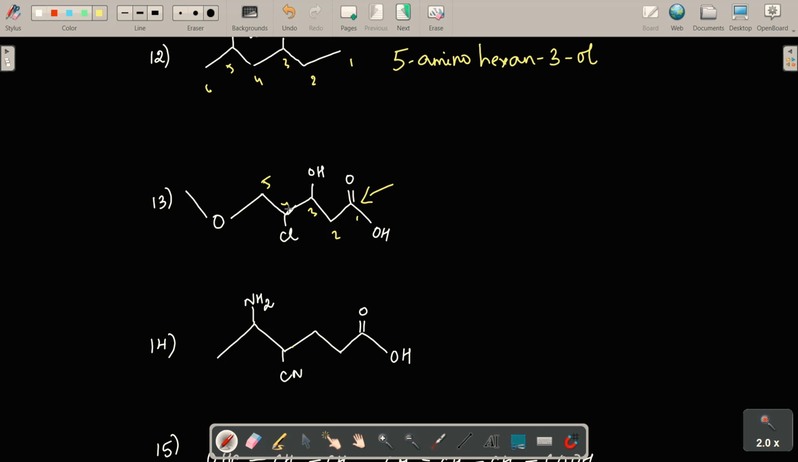Okay, first we have to write the names of the substituents. So according to the alphabetical order, it is 4-chloro, 3-hydroxy, and in 5 position you have methoxy. You have to write the names of the substituents in alphabetical order. So 4-chloro-3-hydroxy-5-methoxy pentanoic acid.